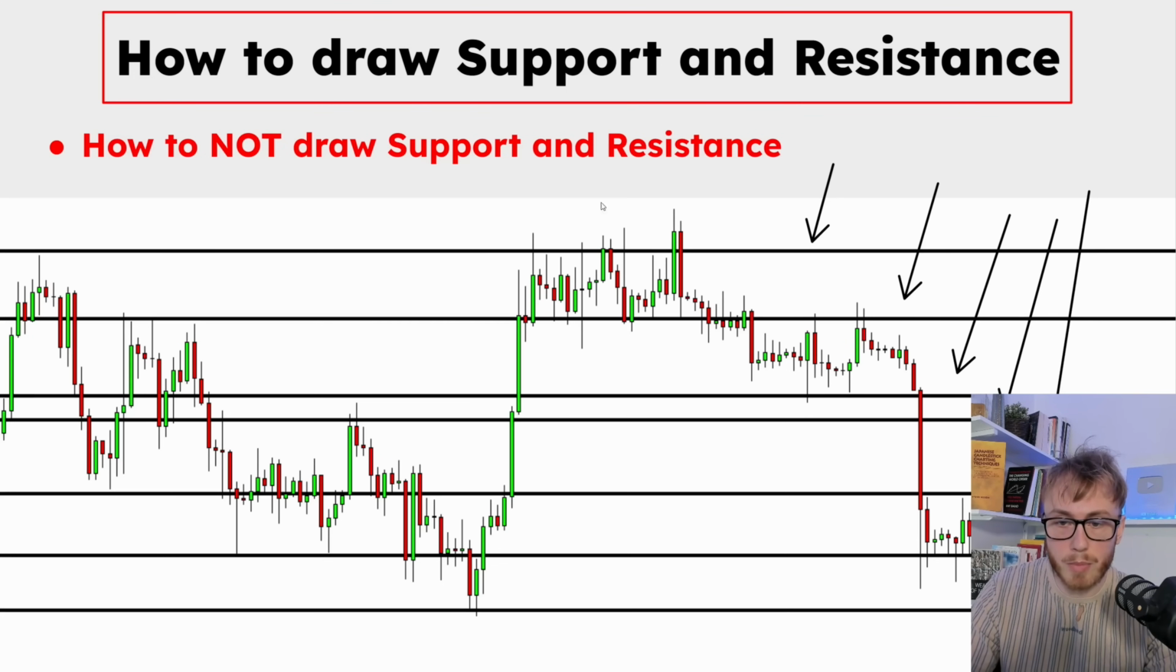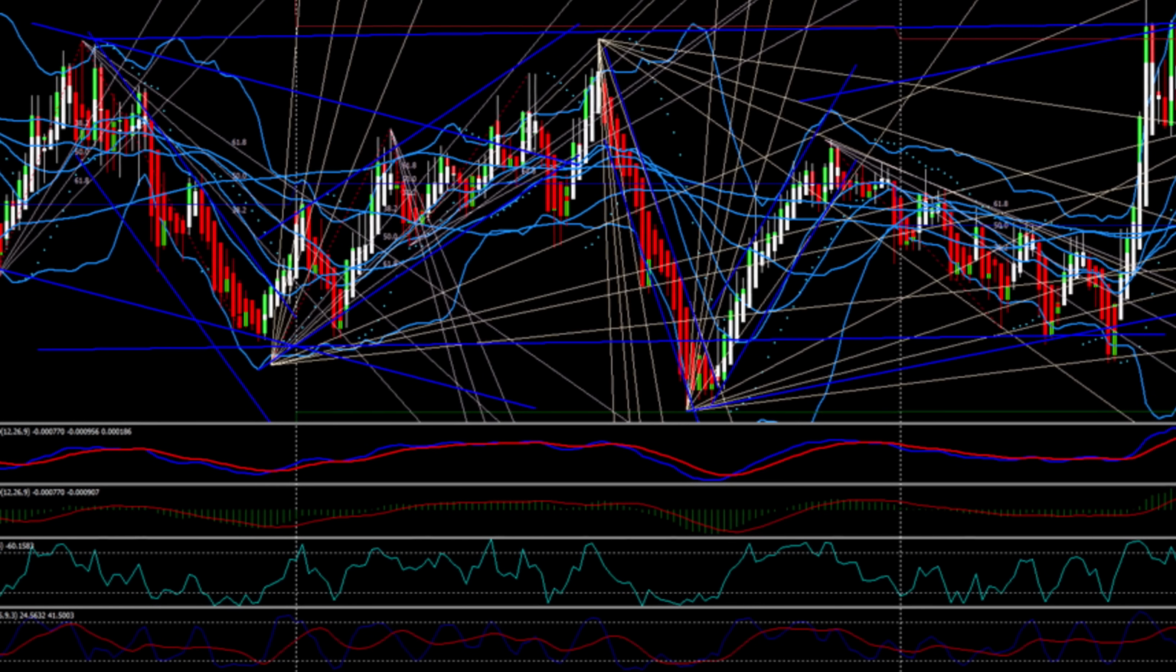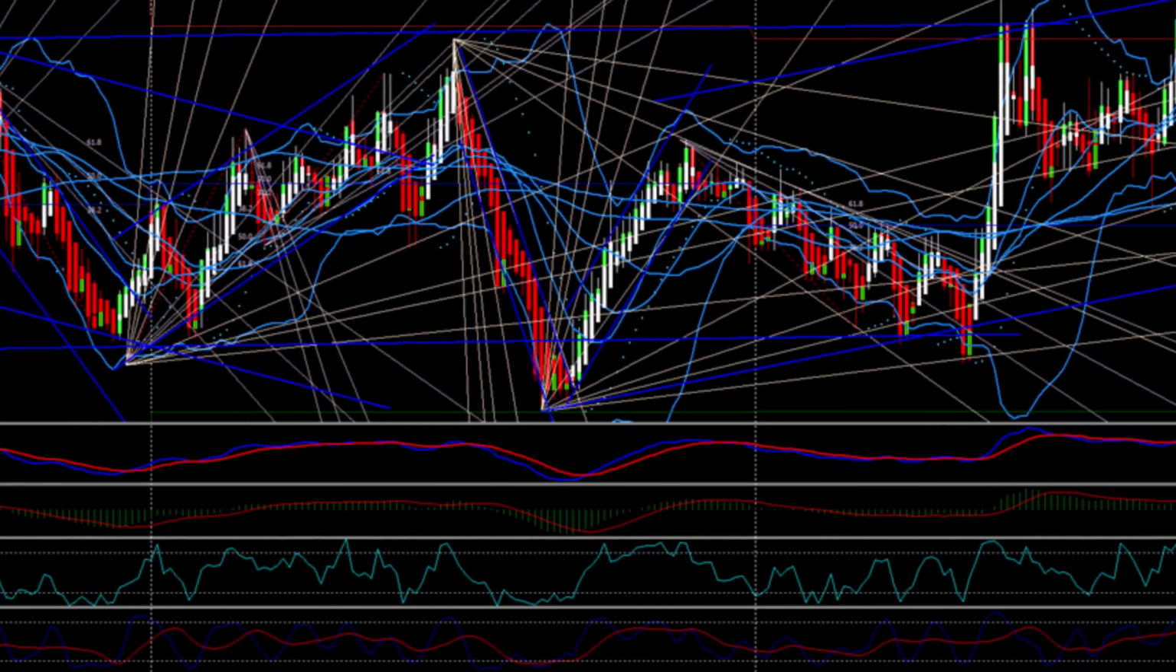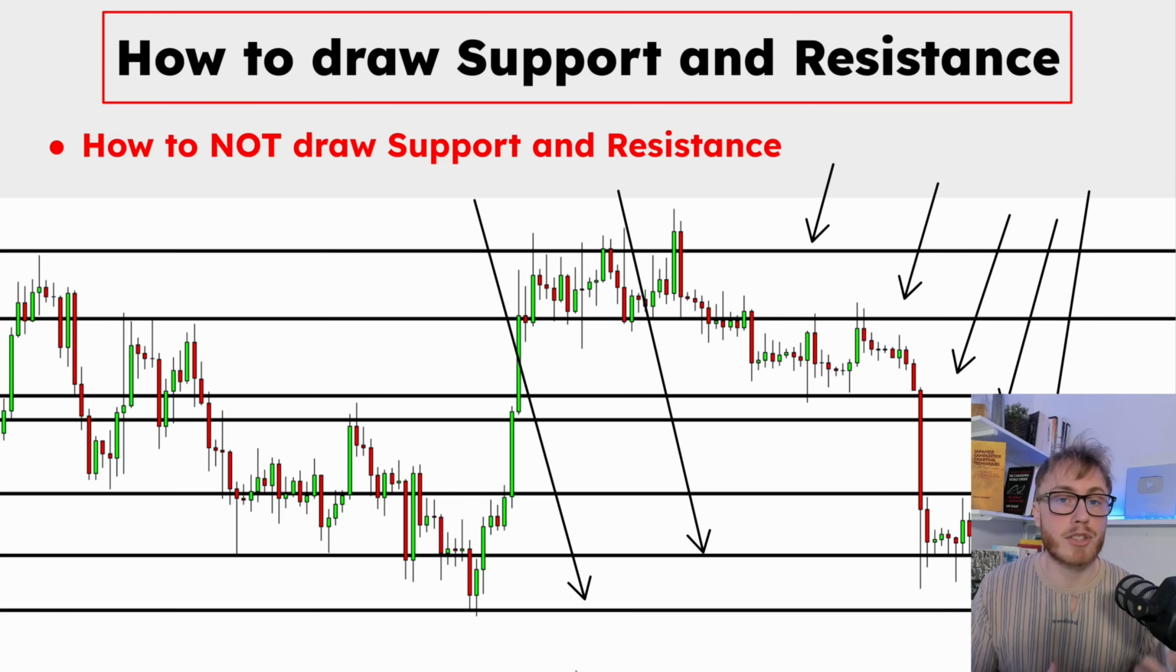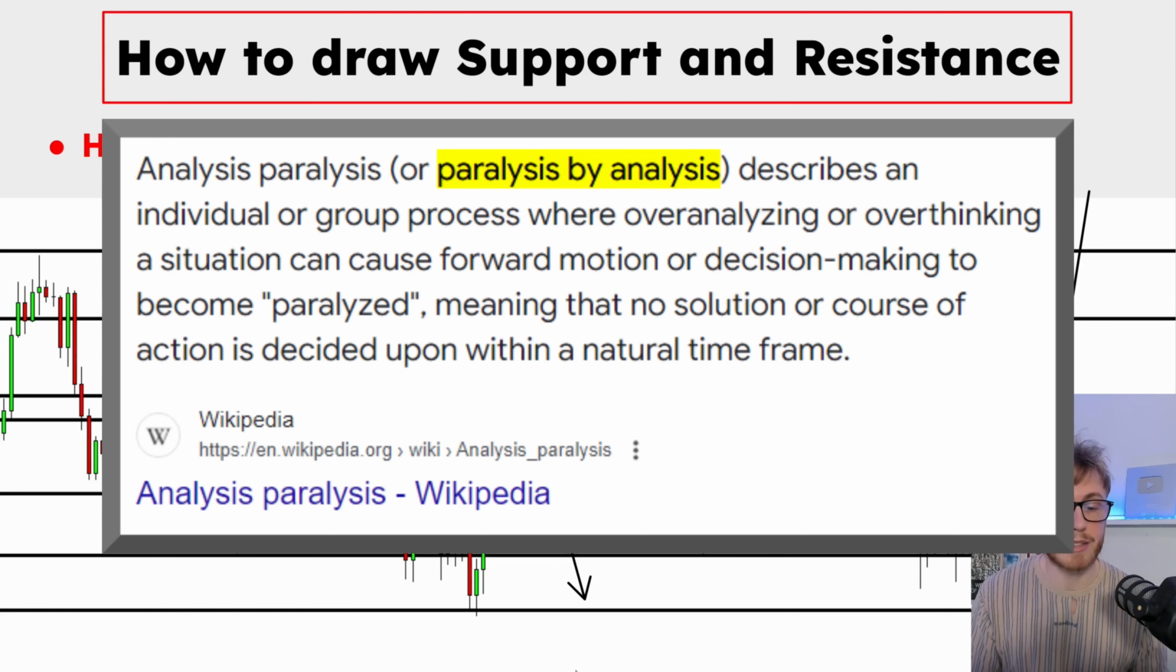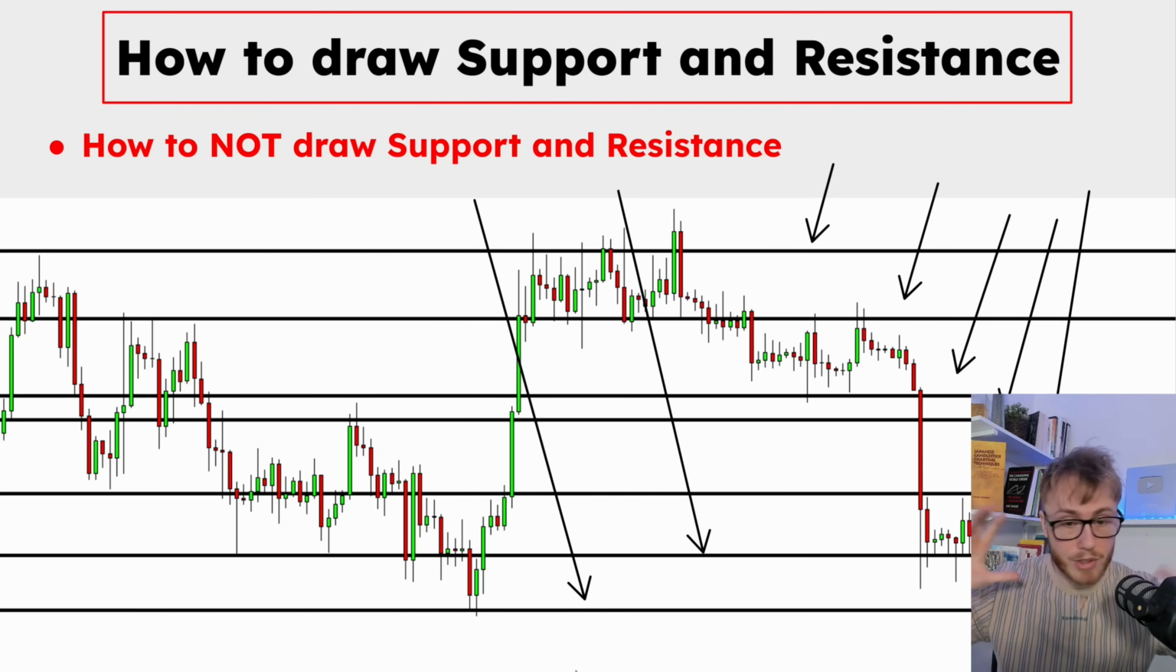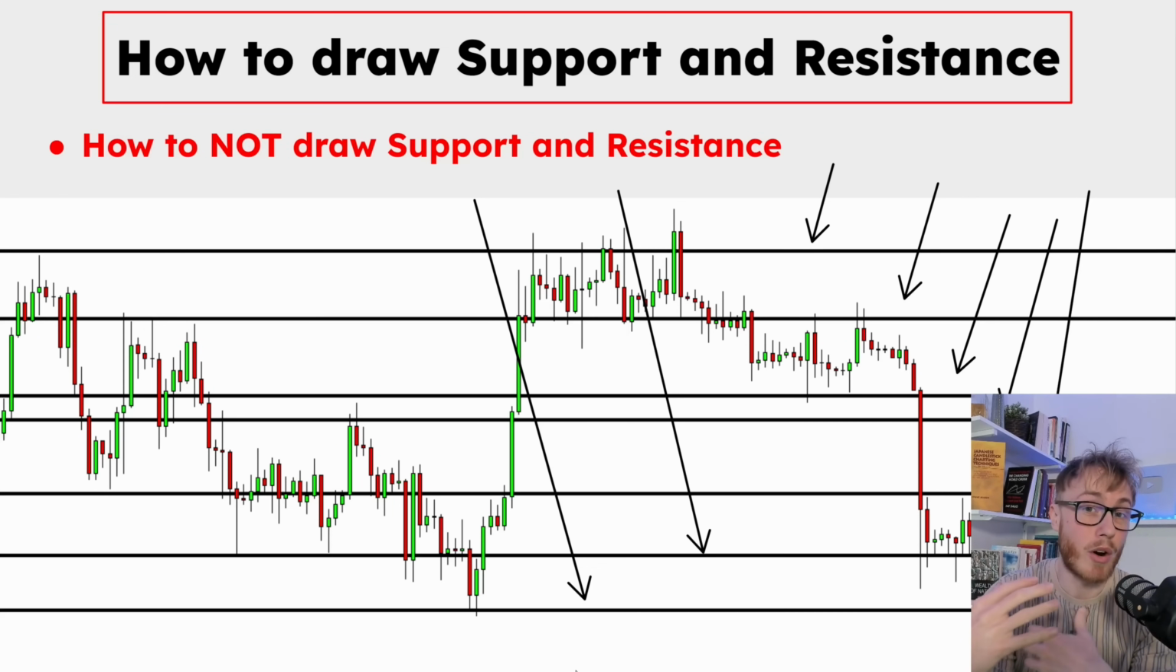You can see we have so many levels on the chart that we can't really do anything, because we have support and resistance levels everywhere, and this can give us something called paralysis by analysis, meaning that we have way too much information on the chart, and it makes the chart harder to read. It's important to remember that our goal with technical analysis is to make the chart easier to understand and easier to read.